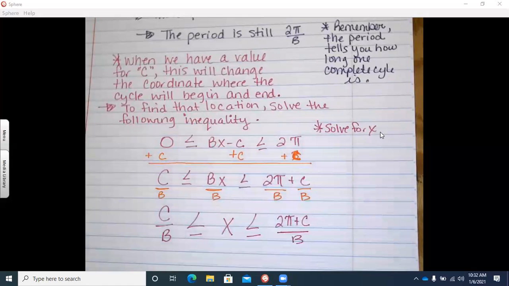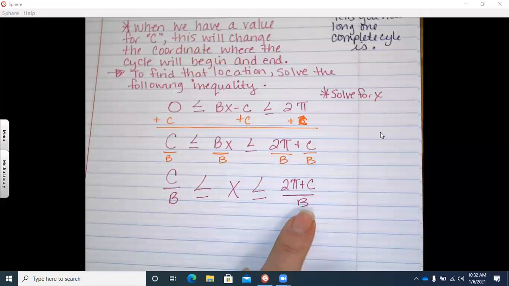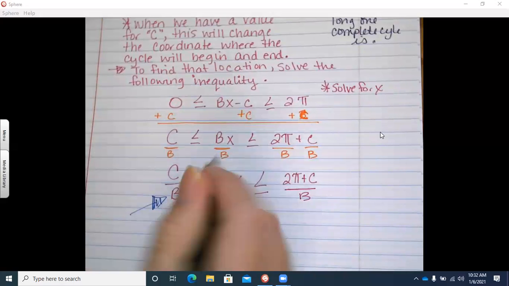Okay, great. Well, what does that mean? So in our normal period, your x values are between 0 and 2 pi, right? You have a value in for c. Your starting point on the left side is going to be whatever c is divided by b. Your ending point is going to be 2 pi plus c, quantity divided by b. So, always, this is the x coordinate.